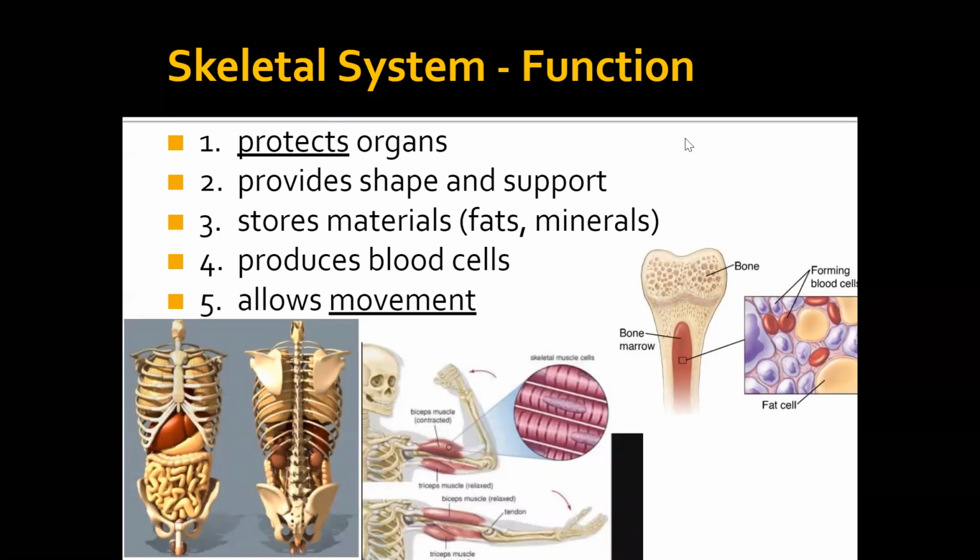Your skeletal system, it functions to protect your organs. It's going to provide shape to your body and support. If we didn't have a skeletal system, we would be gelatinous blobs all over the floor. It's going to store minerals and also fats. It's going to produce blood cells. So if you didn't know, your blood cells are produced in your bone marrow within long bones and also spongy bones. And it's going to allow you to move because skeletal muscles connect to your bones and they act as little levers to move your body around.